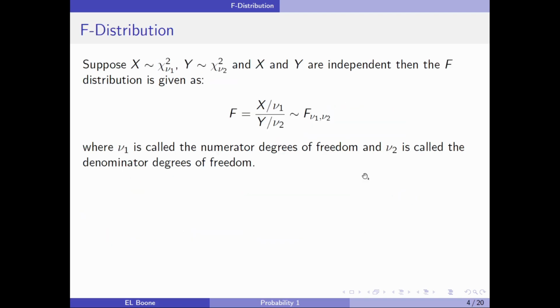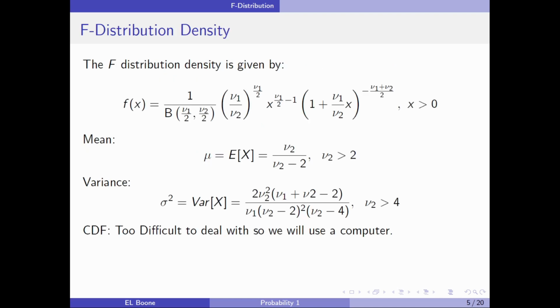and if that was the case, what would its distribution be? So suppose x is chi-squared with degrees of freedom nu 1, and y is chi-squared with degrees of freedom nu 2, and x and y are independent. Then the F distribution is given by this. F is the ratio of the chi-square divided by its degrees of freedom over another independent chi-square divided by its degrees of freedom, and this forms an F with nu 1 and nu 2 degrees of freedom. Here nu 1 is called the numerator degrees of freedom, and nu 2 is called the denominator degrees of freedom.